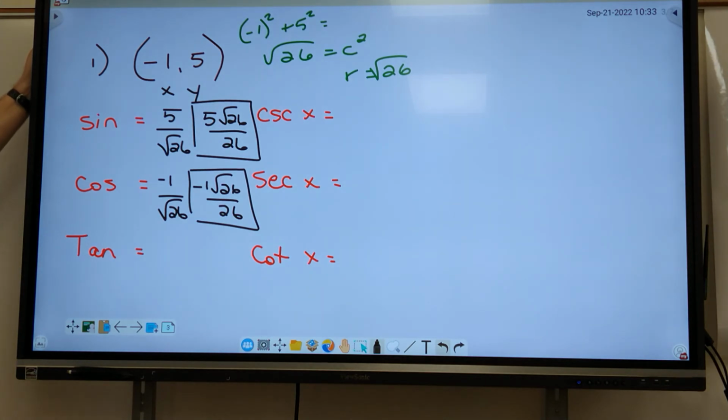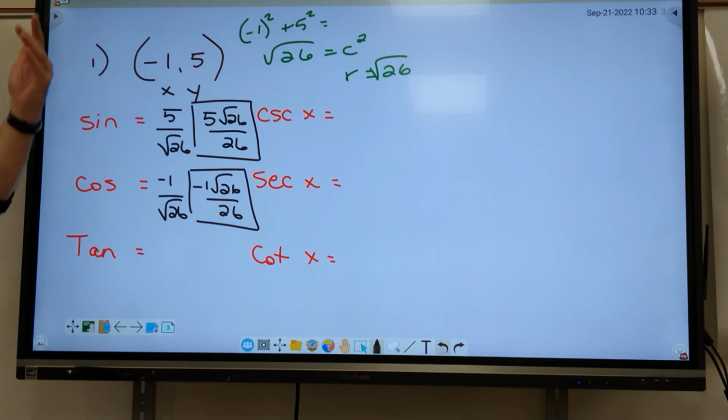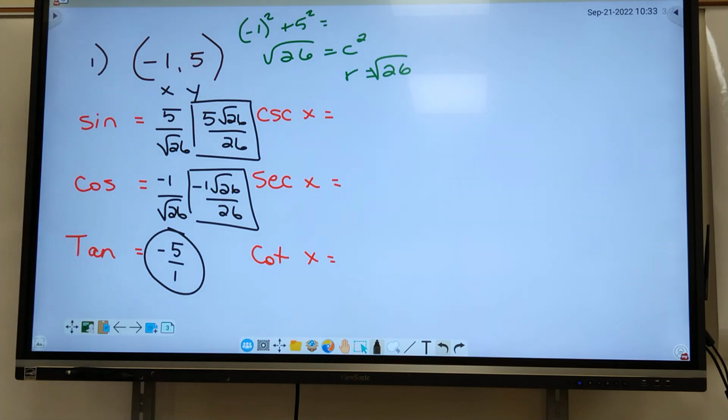All right. Last, what's the formula for tangent? It stayed the same. It's still y over x. So what's my answer? 5 over -1. I like to put my negative up top. -5 over 1. All right. So everybody understand the first 3?